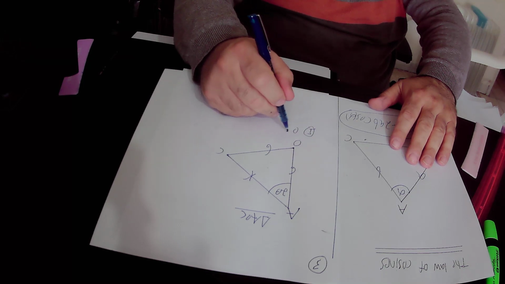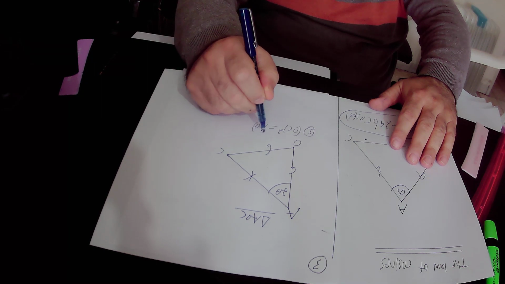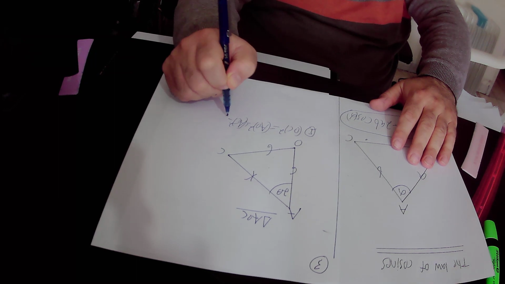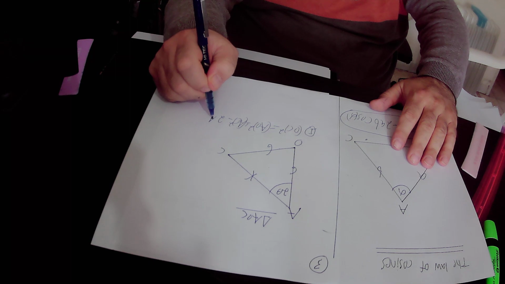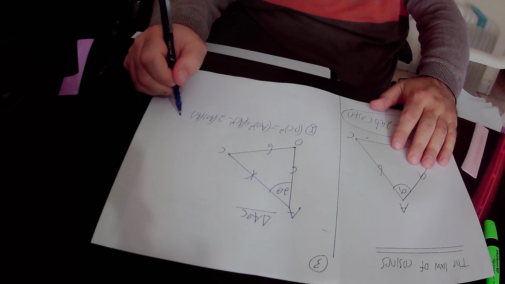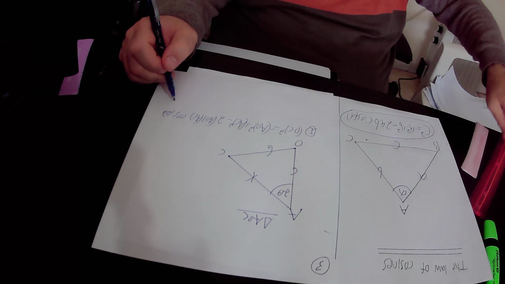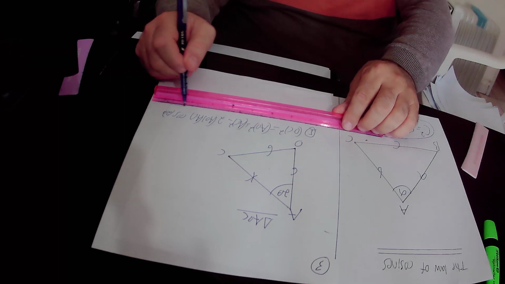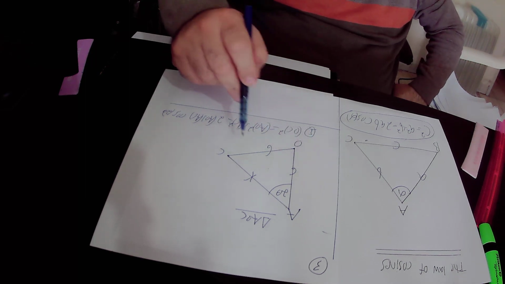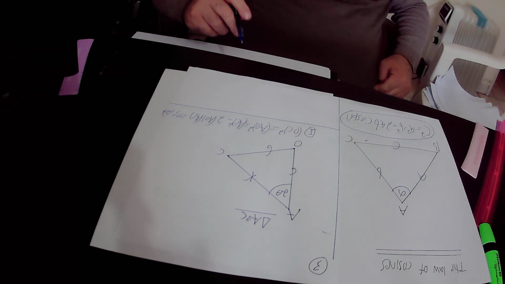OC square equals AO square plus AC square minus 2 times AO times AC times cosine 2 theta. I repeat again, according to the law of cosines, OC square equals AO square plus AC square minus 2 times AO times AC times cosine 2 theta. Okay?